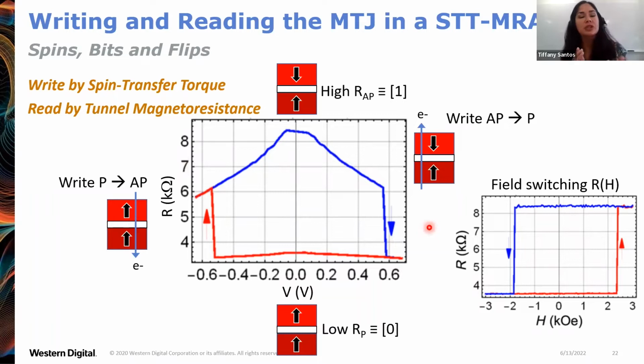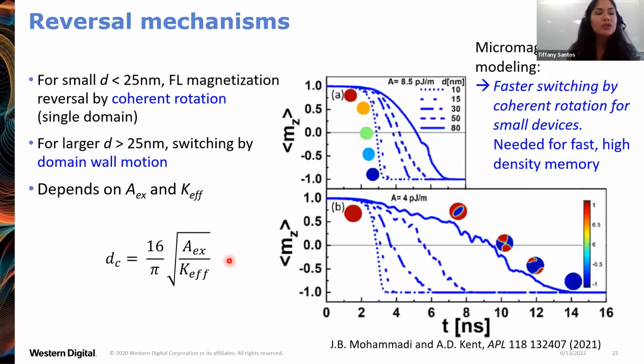If you take the same tunnel junction and flip it by magnetic field, we would see this resistance versus field transfer curve here. And the reversal of the free layer can happen in a couple of different ways. It largely depends on the size of the bit and the magnetic properties of the free layer. For small bit sizes, for example, 25 nanometers or less, the flipping of the free layer happens by coherent rotation. This is shown schematically here on the right side.